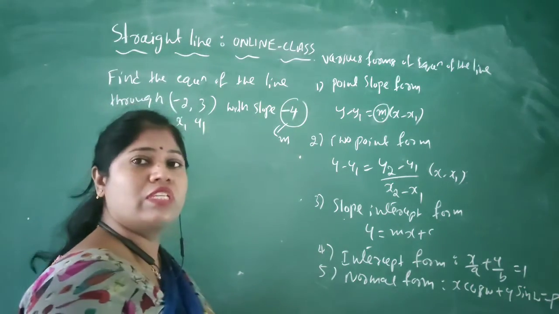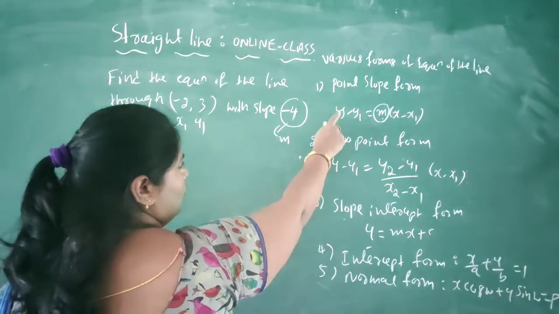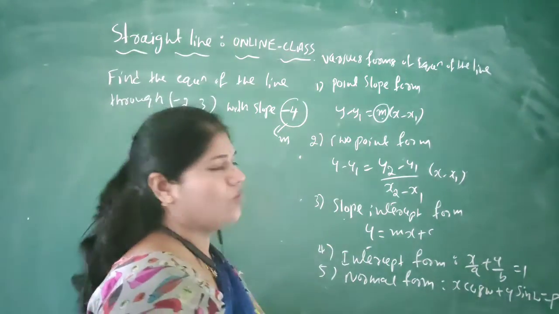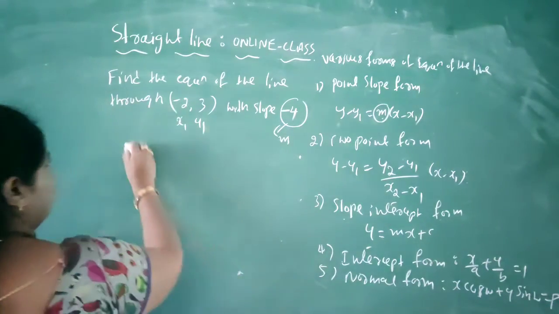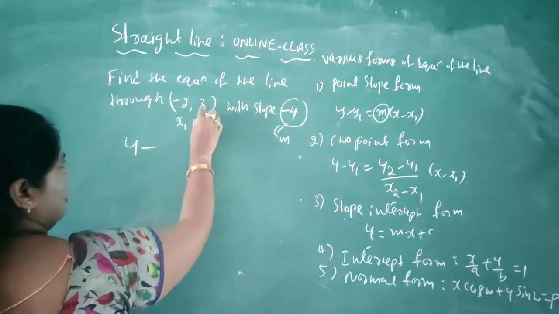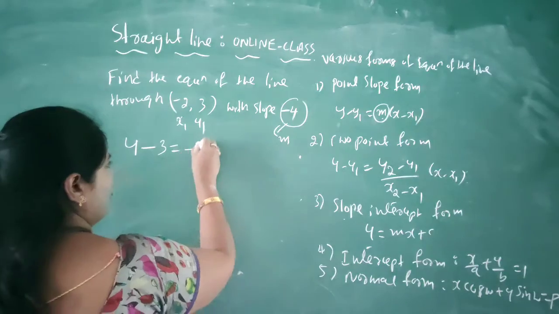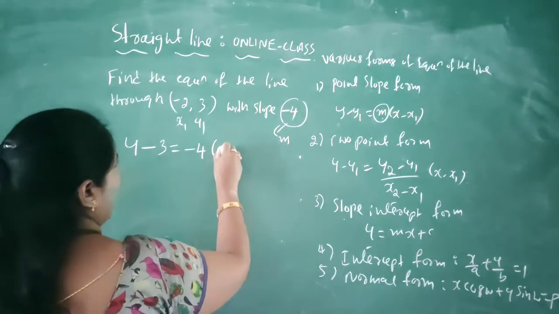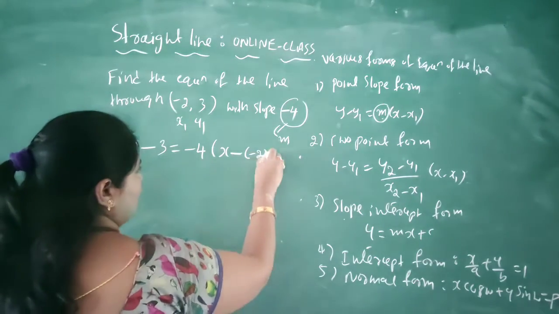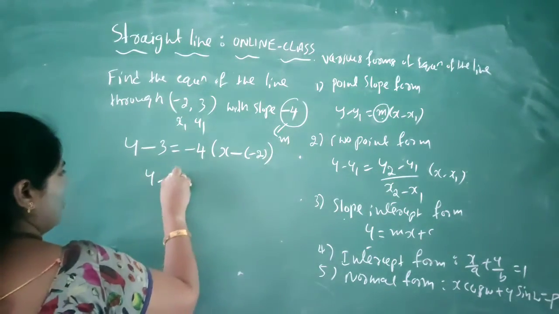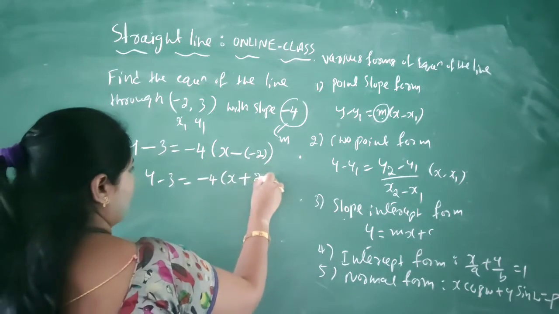What we have to find out? We have to find out the equation of the line. Which formula do you have to use? We have to use y minus y1 is equal to m of x minus x1. Y minus y1 is 3, which is equal to m, which is -4, of x minus x1, which is -2. So y minus 3 is equal to -4 of (x plus 2).